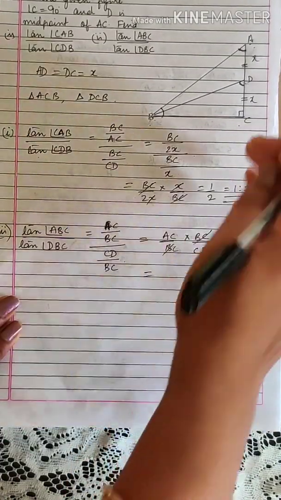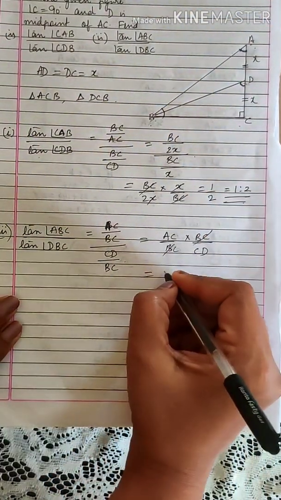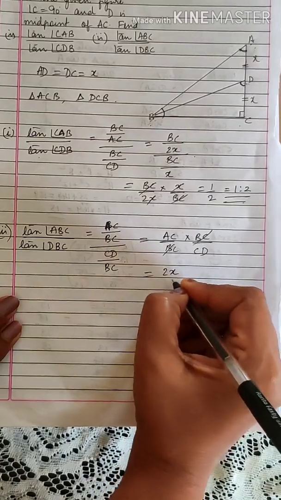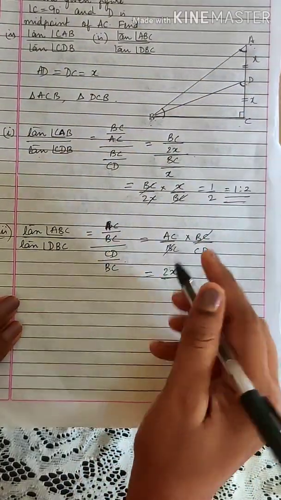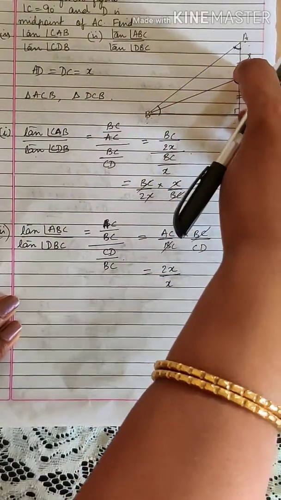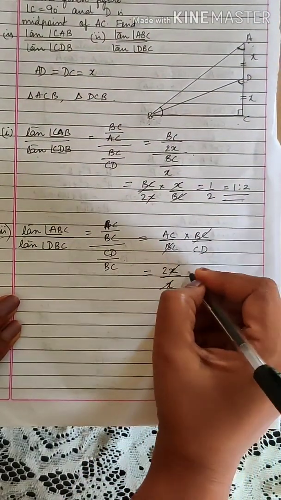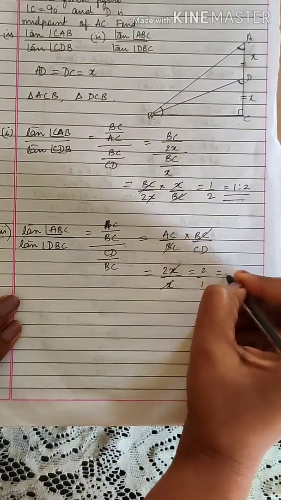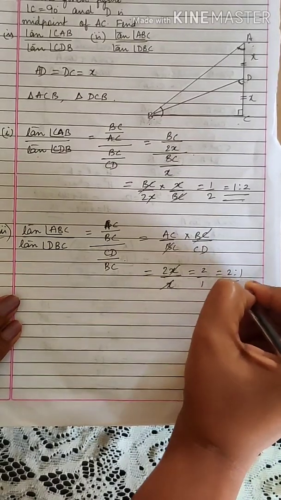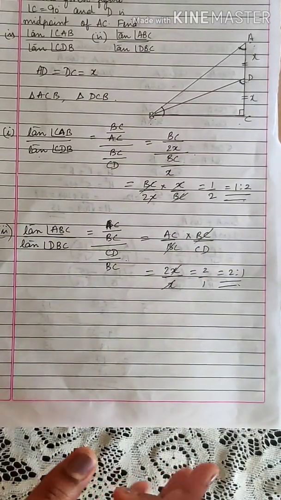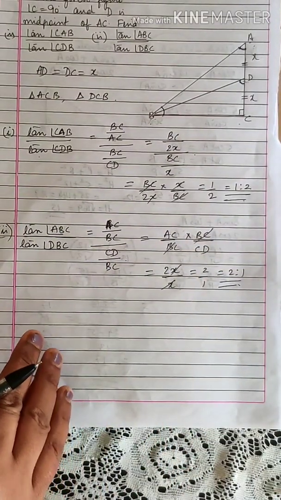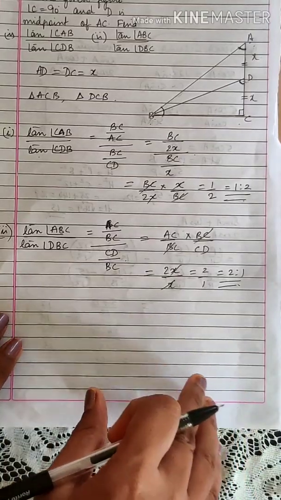Now what is AC? AC is x plus x, which is equal to 2x. And what is CD? CD is x. If you see, CD is x. X and x gets cancelled. So the ratio will become 2:1. You have to just simplify by substituting the respective ratios and then solve the sums.